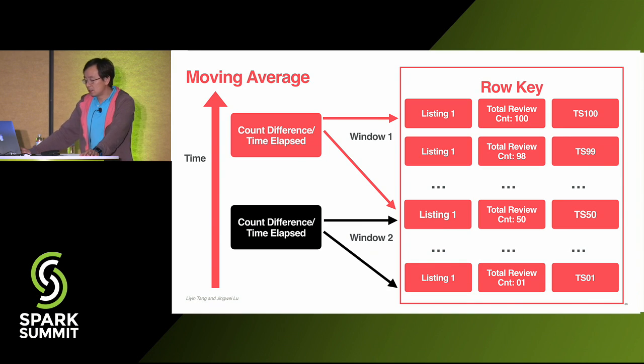So the next thing is count, right? Count within a very large window. What we do is store the listing and the counting using the HBase count API, and we do two queries: query the count at the beginning of the window and the count at the end of the window. By subtracting those two numbers, we get the count within a sliding window.